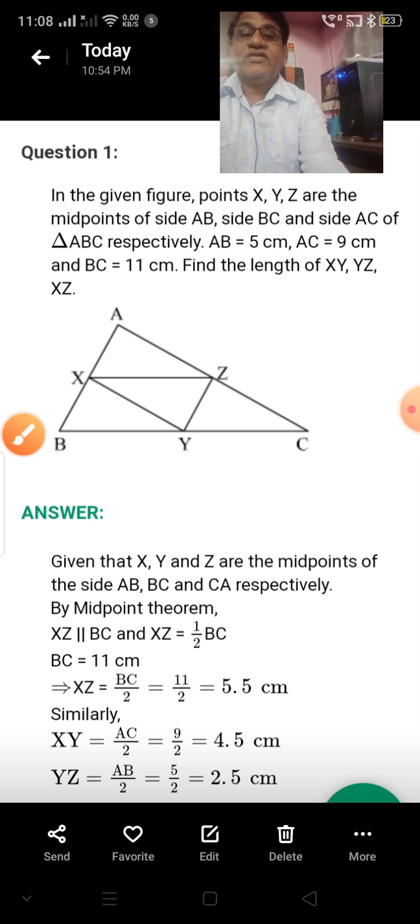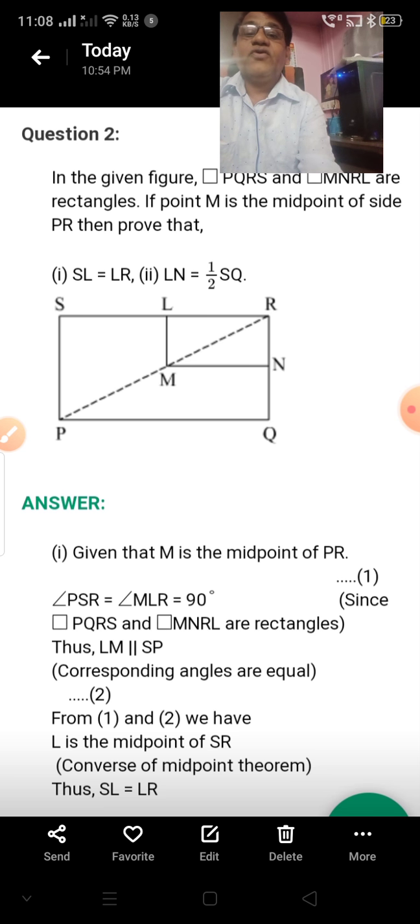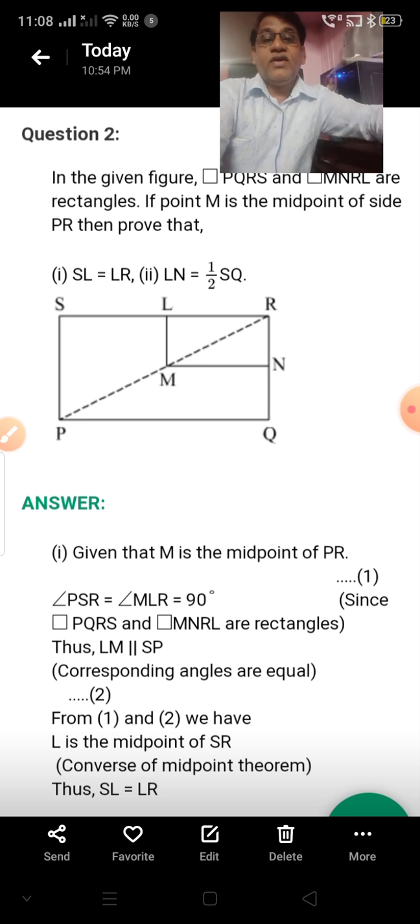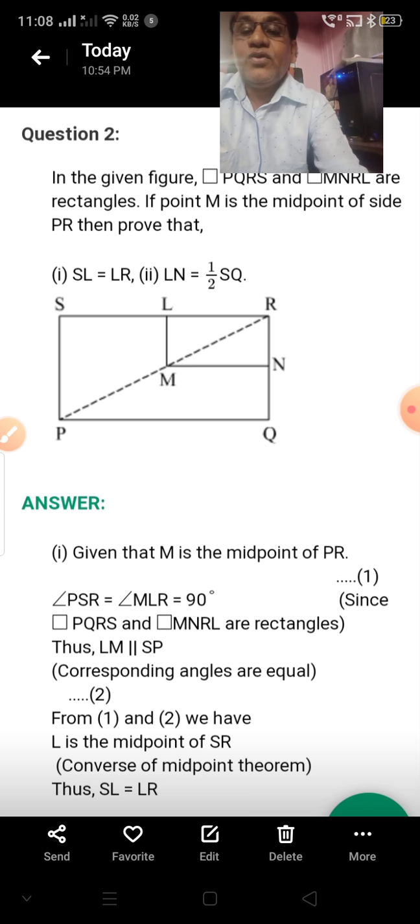Now come to the next question. In question number 2, in the given figure, PQRS and MNRL are rectangles. If point M is the midpoint of side PR, then prove that SL is equal to LR and LN is equal to half of SQ. So how to find this now? See, first you have to prove SL is equal to LR. Given is that M is the midpoint of PR. M is the midpoint of PR, it is given to you.